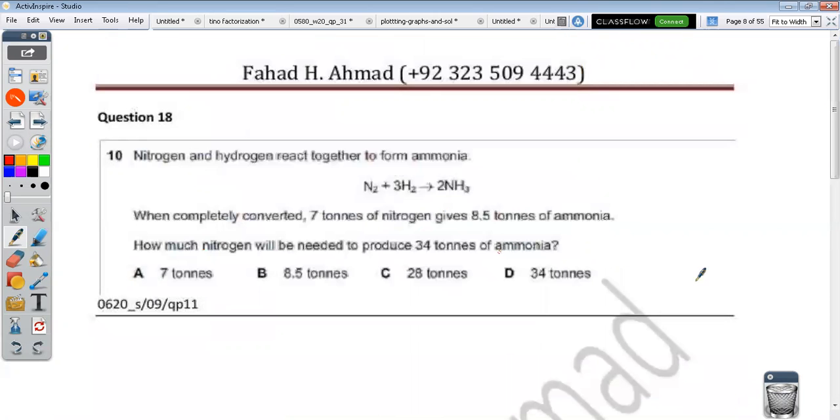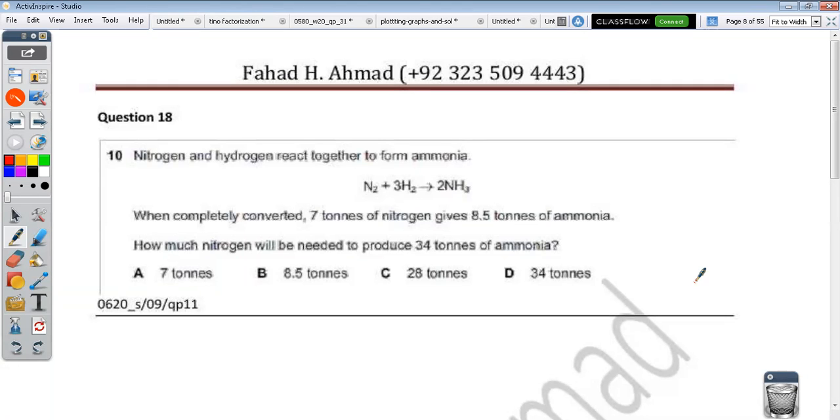Now look at this here. 7 tons of nitrogen and hydrogen react together to form ammonia. When completely converted, 7 kgs of nitrogen gives you what? 8.5 tons of ammonia. How much nitrogen is needed to produce 34 tons?